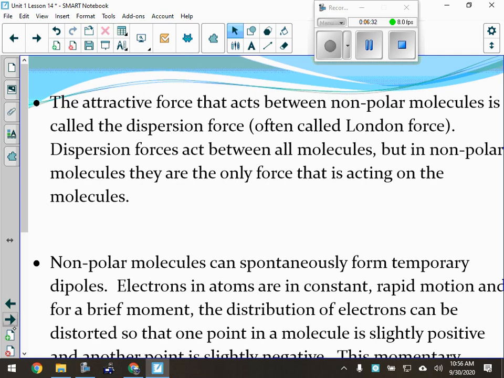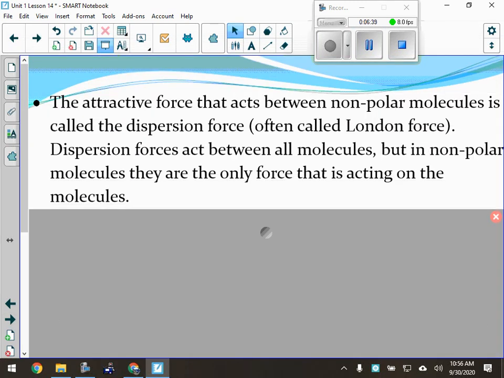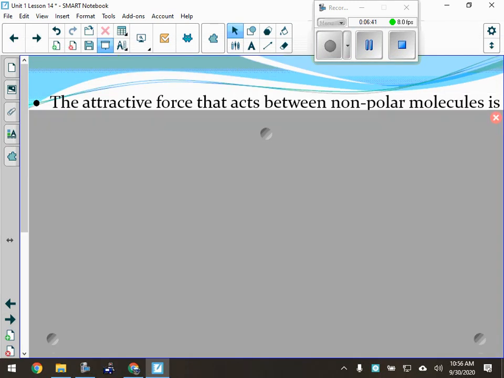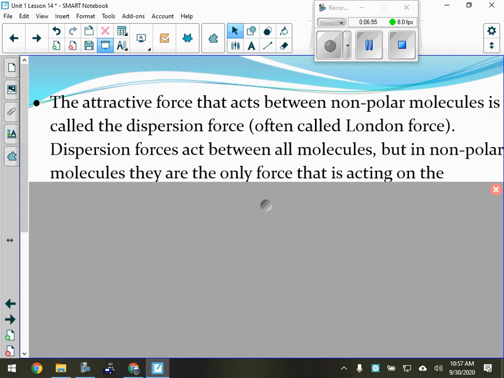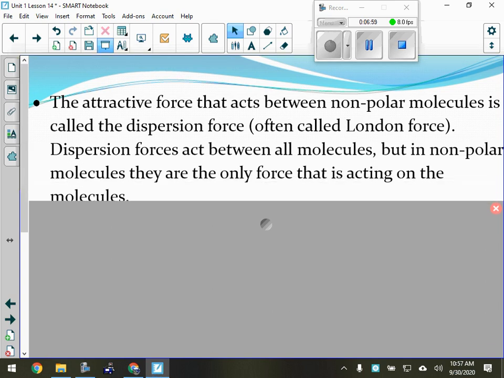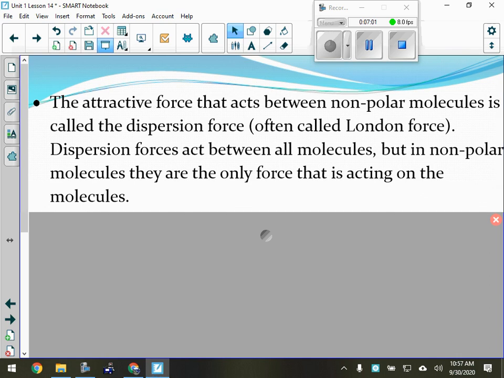So here we go. I'm going to let you copy here, but let's just stop here for one quick second. It says here, the attractive force that acts between nonpolar molecules is called the dispersion force or London force, or sometimes actually called van der Waals forces, okay? But we call it dispersion force, we'll call it London forces, okay? They act between all molecules, but in nonpolar molecules, they are the only force acting on molecules, okay? And we're going to stop right there for a second.